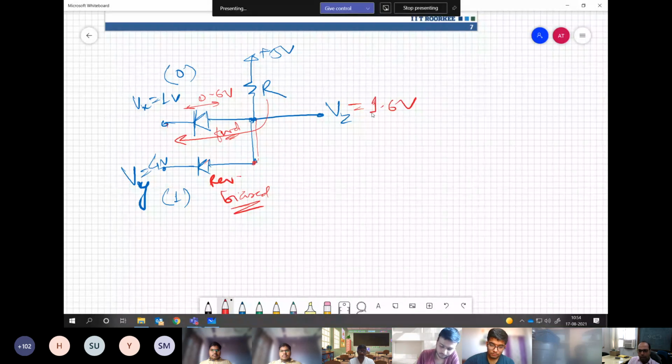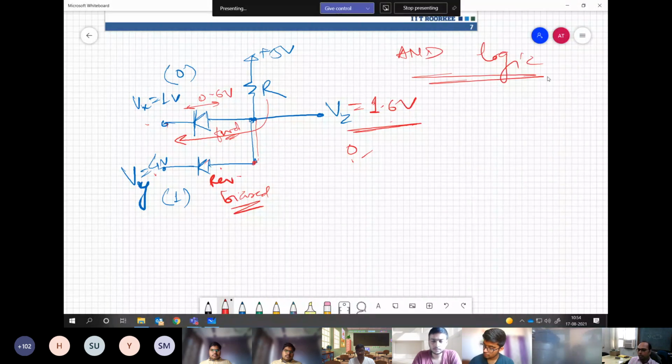Now what are we getting over here? 1.6, which is logic state 0. So if we are giving 0, 1, what are we getting? 0. The same would be true if you flip X and Y. Understanding my point? Or if you give both as 1 volt or both as 0 volt, this again is going to give logic 0. So this is fulfilling the condition of AND logic. See this point? Yes.